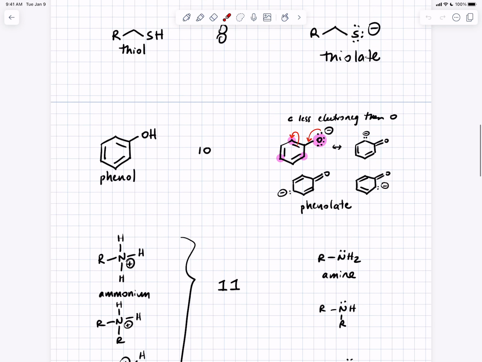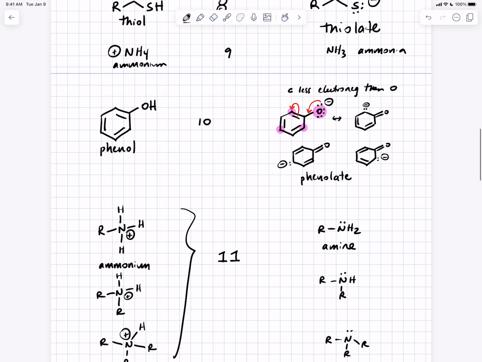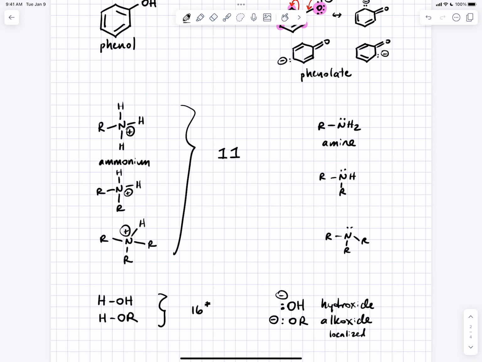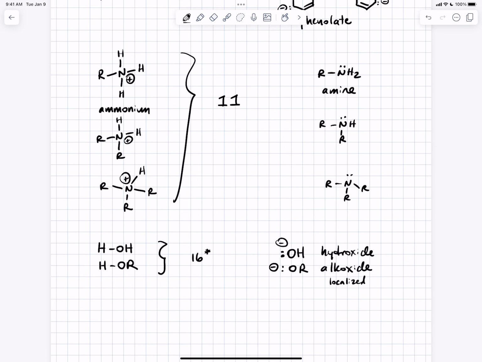I didn't put on this list just NH4+, which has the conjugate base ammonia, because it happens to have a slightly different pKa. This is also an ammonium ion, but its pKa is a little bit lower, around 9. I won't worry about the explanation for why that is, but that's why it's not necessarily on the list. Okay, so pKa of 11 to go from positively charged ammonium to neutral amine.